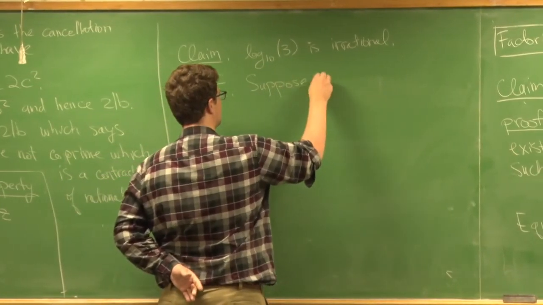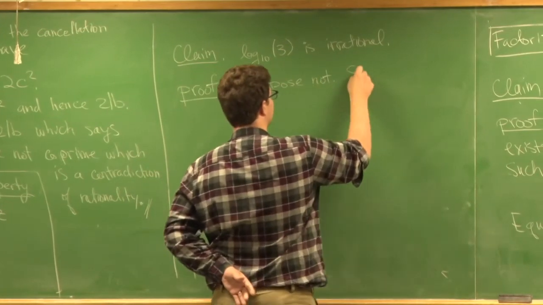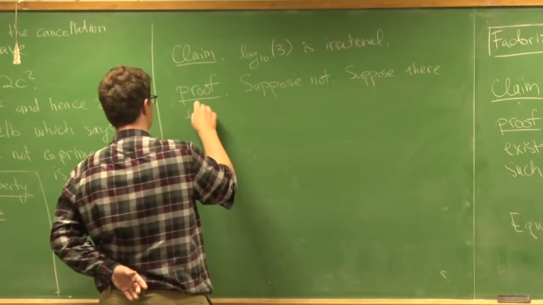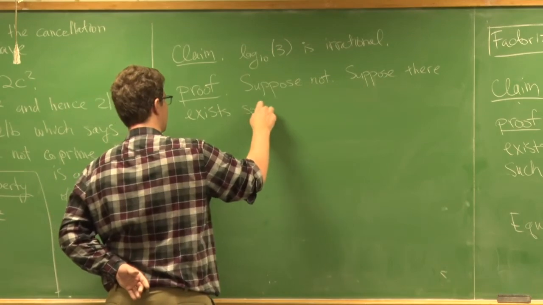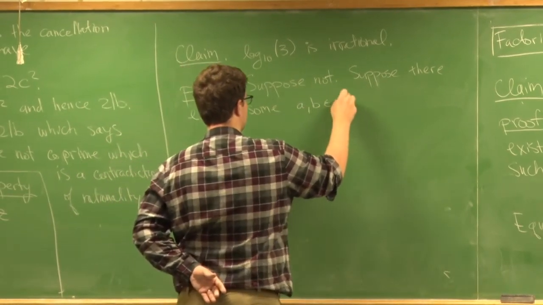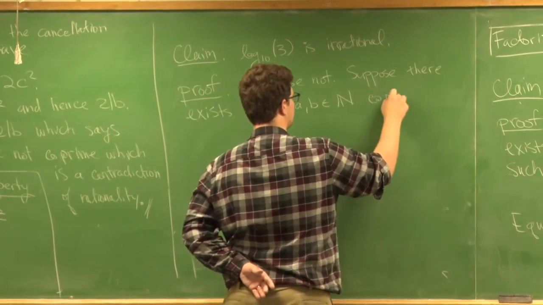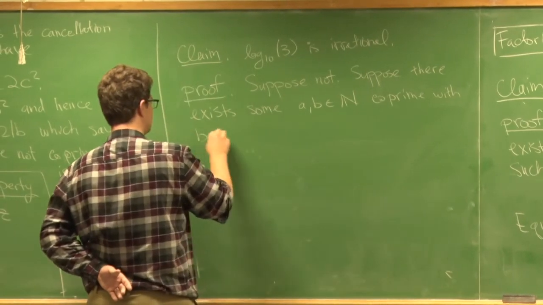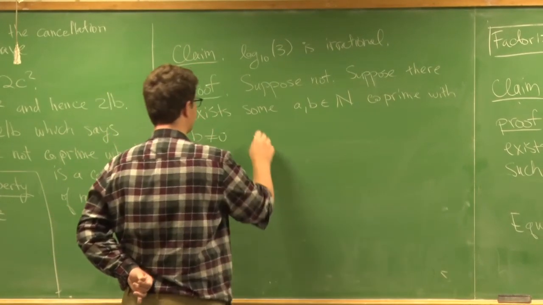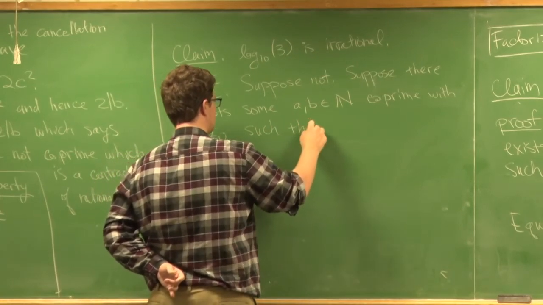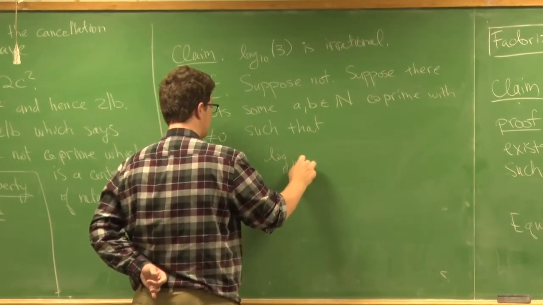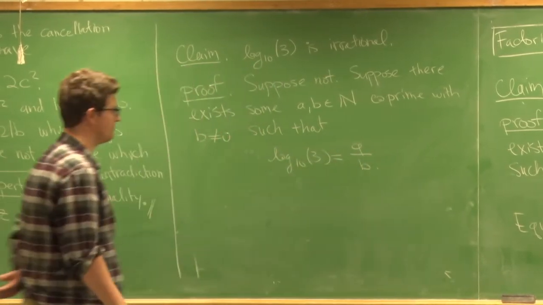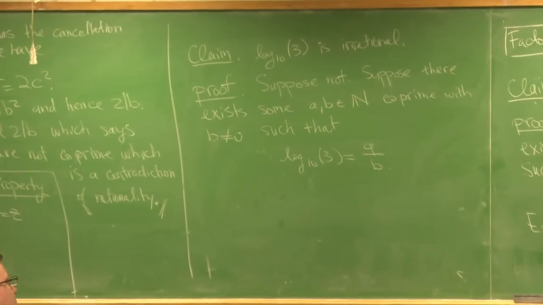Suppose not. So this means we suppose there exists some a, b in the natural numbers, coprime, with b not equal to 0, such that log base 10 of 3 is equal to a over b. Okay, so we're doing this in the real numbers here.